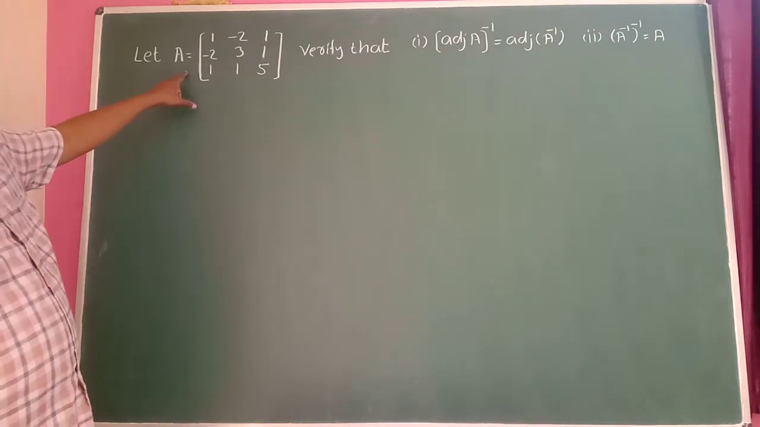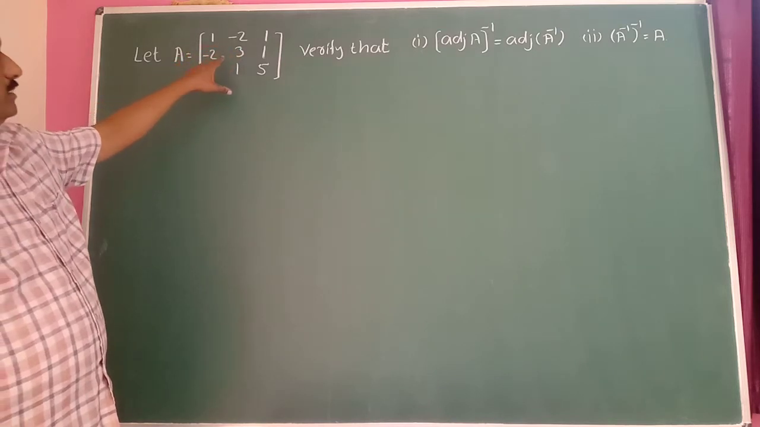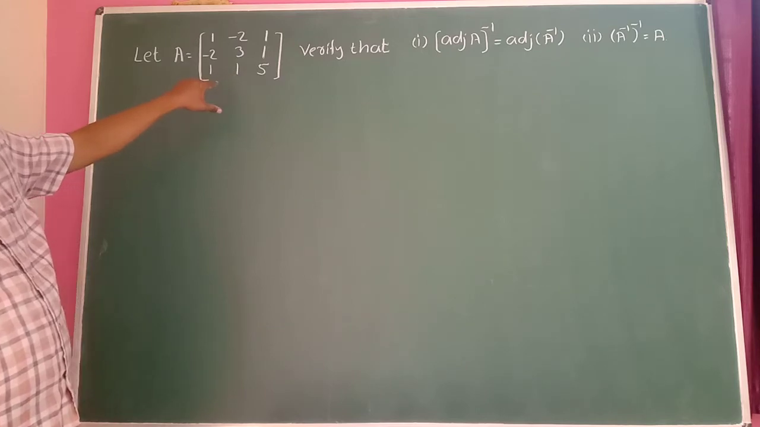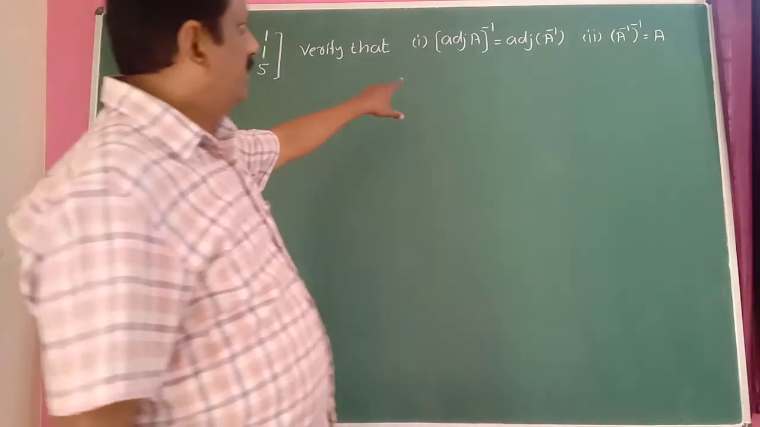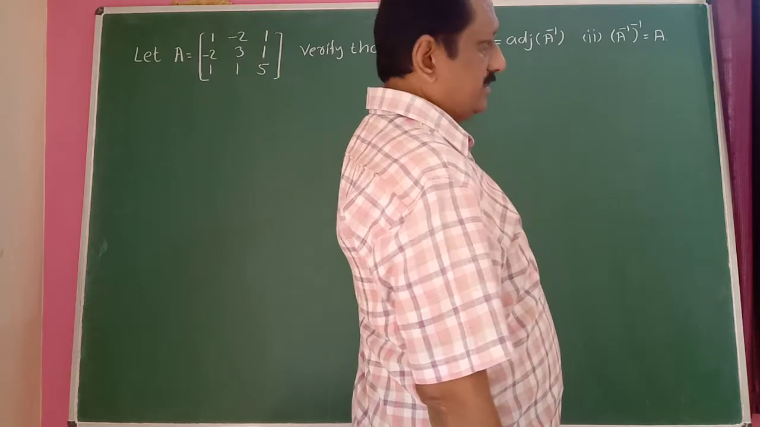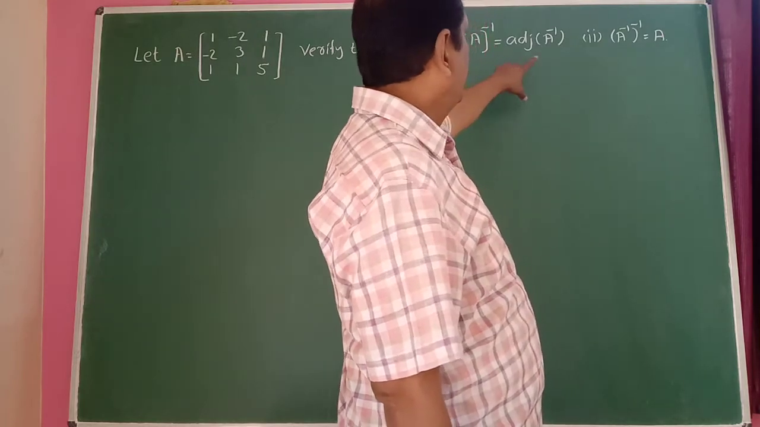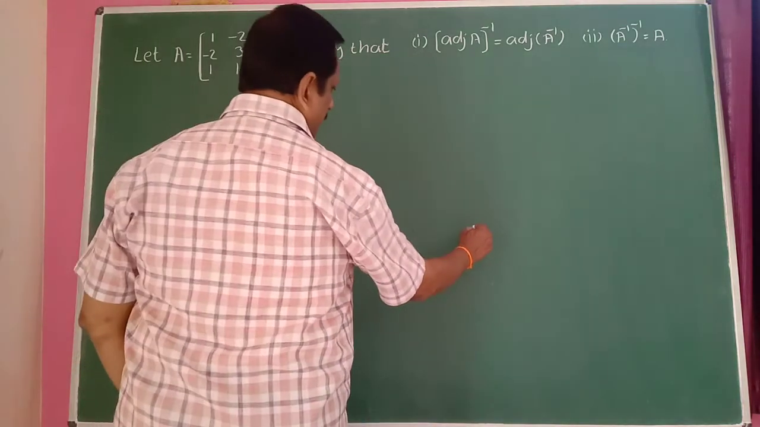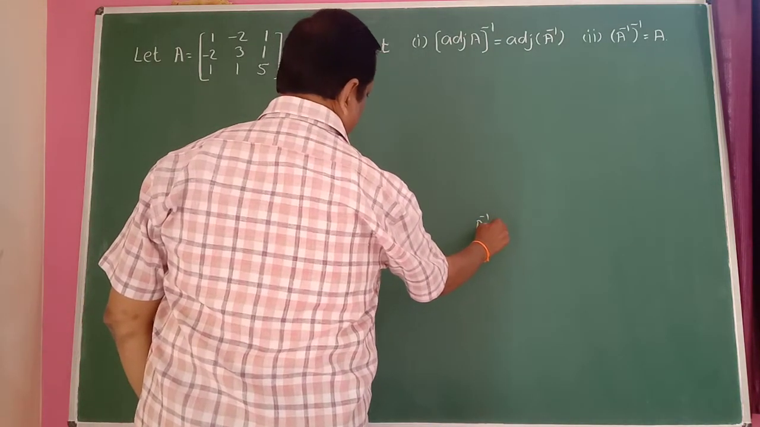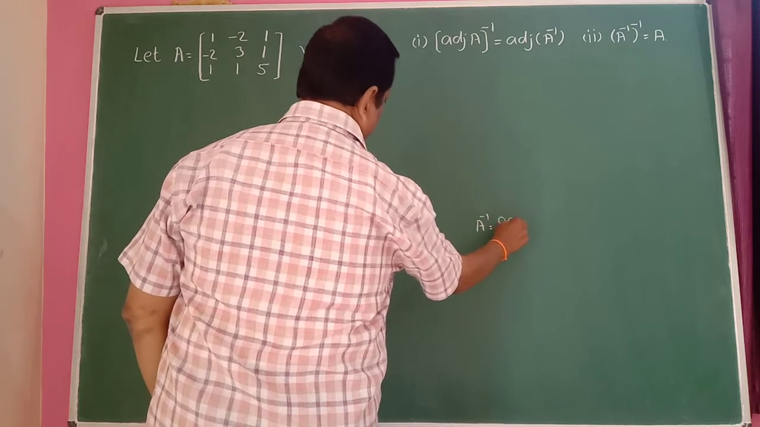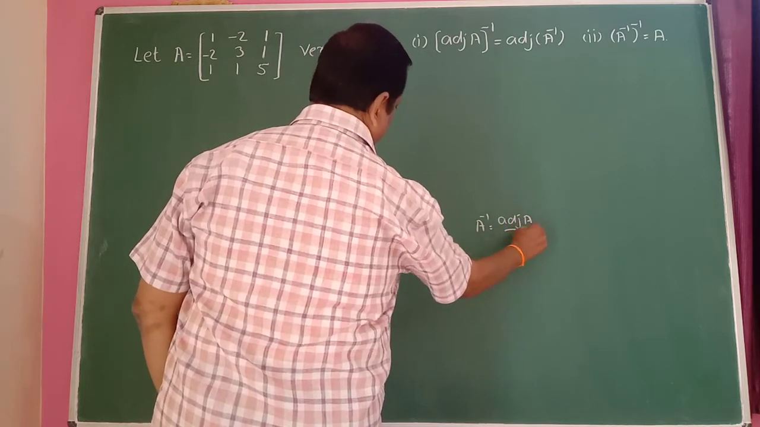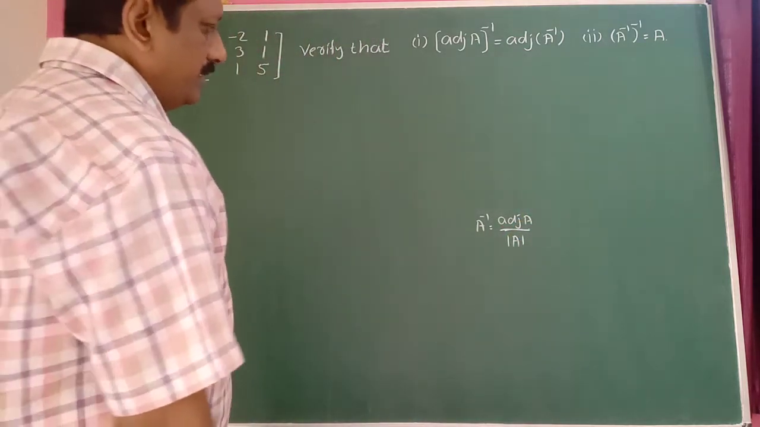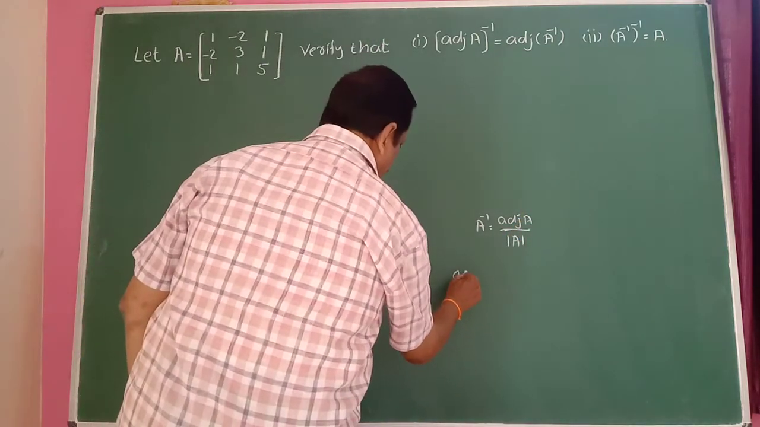So A is equal to the matrix 1 minus 2 1, minus 2 3 1, 1 1 5, the given matrix here. Verify that the adjoint of A inverse is equal to the inverse of adjoint of A. Okay, so you know the formula here. A inverse is adjoint of A divided by determinant of A. This is the formula.